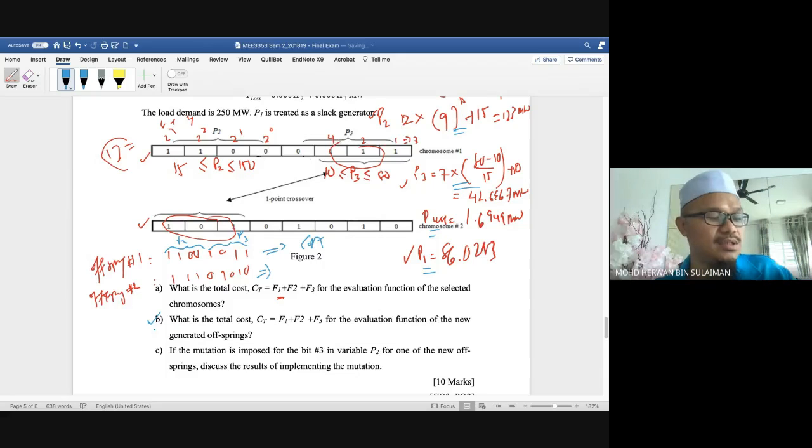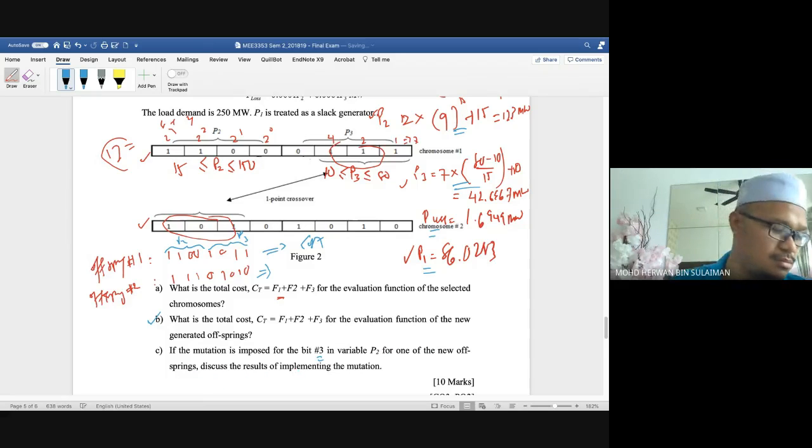And question C, if mutation is imposed on bit number 3 in variable P2 of one of the new offsprings, discard the results. Okay, bit number 3. So offspring number 1, bit number 3 at P2, right? So P2, bit number 1, bit number 2, bit number 3.